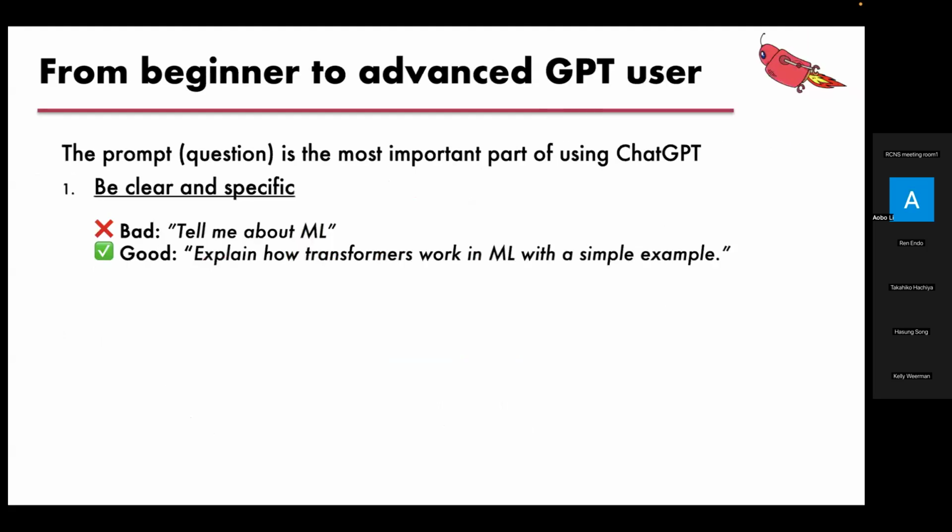Okay, so here are some example prompts, the questions that you asked, together with the points I just told you. A bad prompt would be simply saying, tell me about machine learning. This is not clear and specific. What would be clear would be, explain how transformers work in machine learning with a simple example. So you ask something and you also say what you want to have, a simple example.